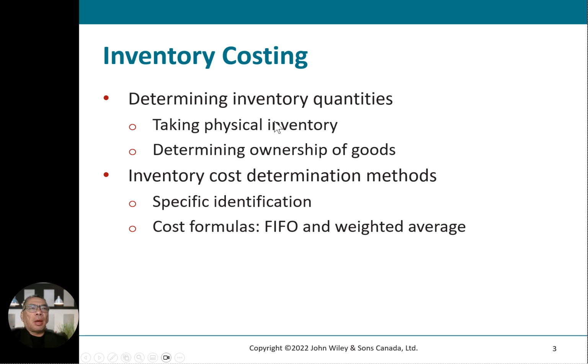Basically, you're matching up what is going on in the system compared to what is actually in the store. You do a physical inventory, counting all the inventory to make sure it matches the one in the system. Also, the cost determination method that can be used by the company is usually specific identification or a formula such as FIFO or weighted average.